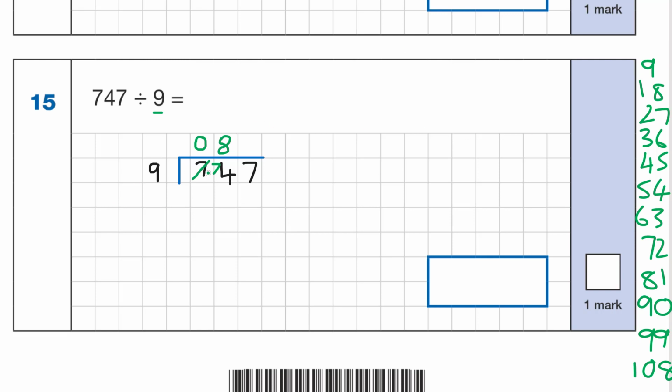So if I look down 9 into 74, if I look down my list, I can see, if I just use my flashlight there, 72 is the biggest number I can go in. 81 is too big, so that's 8. Okay, so 72 and 74, what's the difference there? There's a difference of 2, so that's what my remainder is. Then if I look down my list again, 27 is right there, it goes in 3 times. So I know there's no remainders, it goes in 83 times, and that's my final answer.